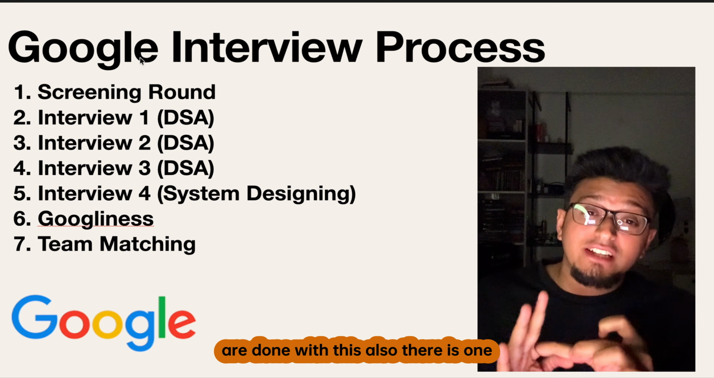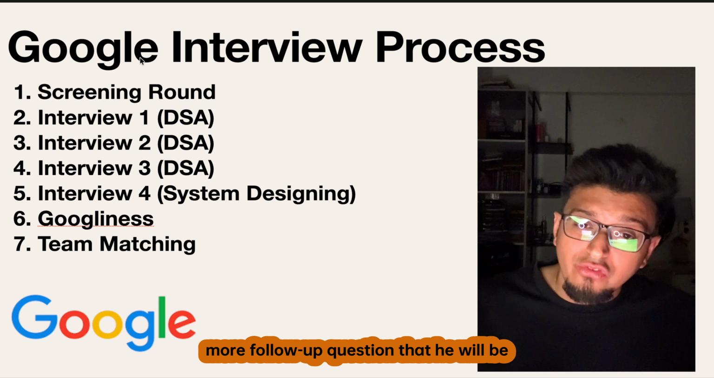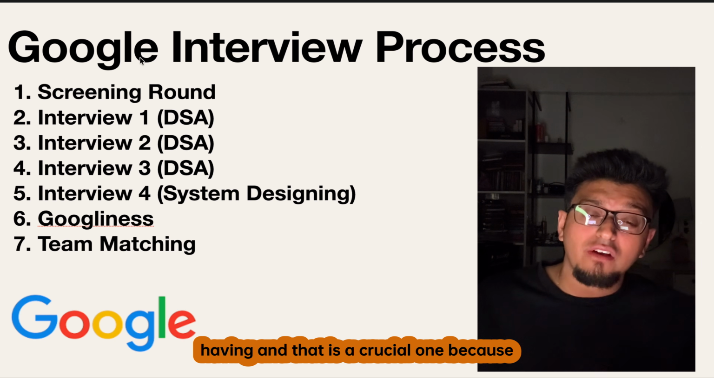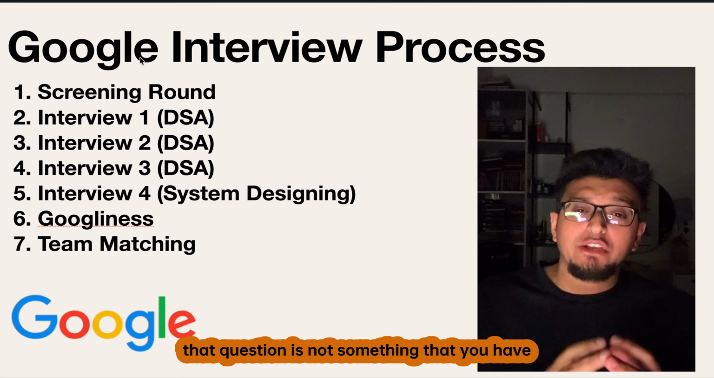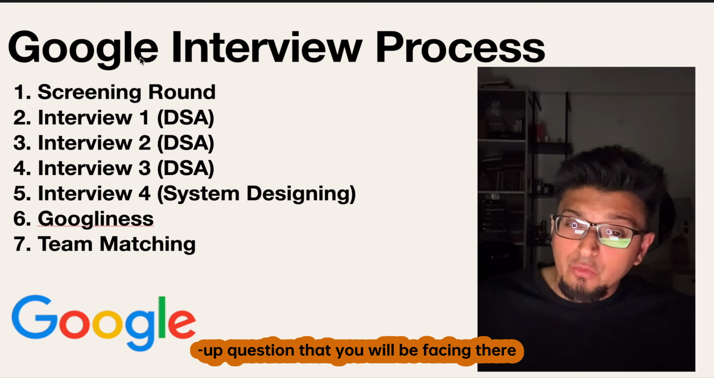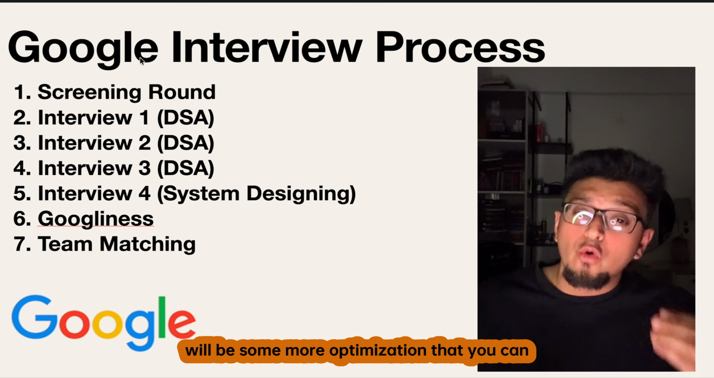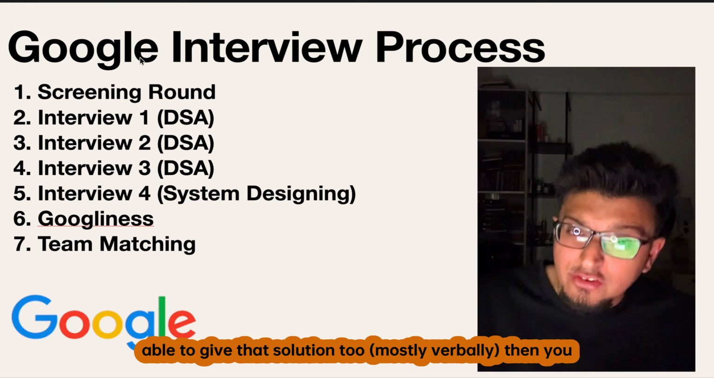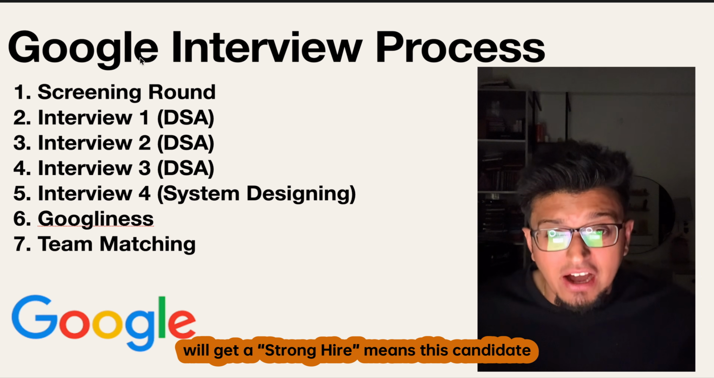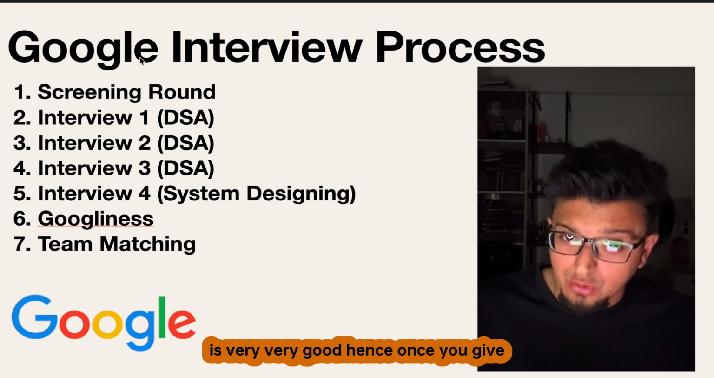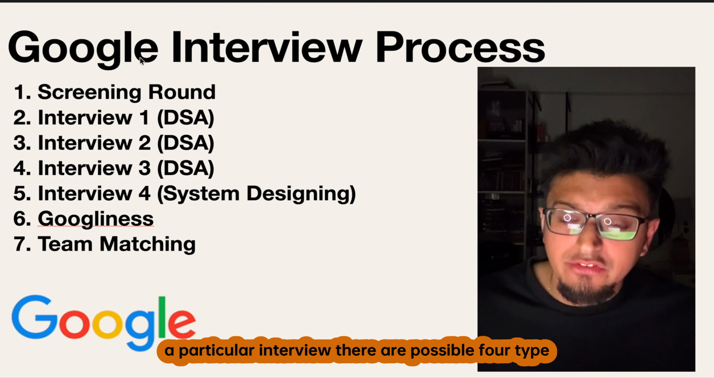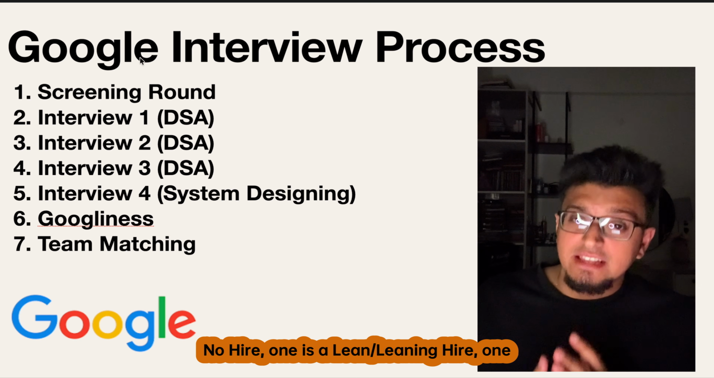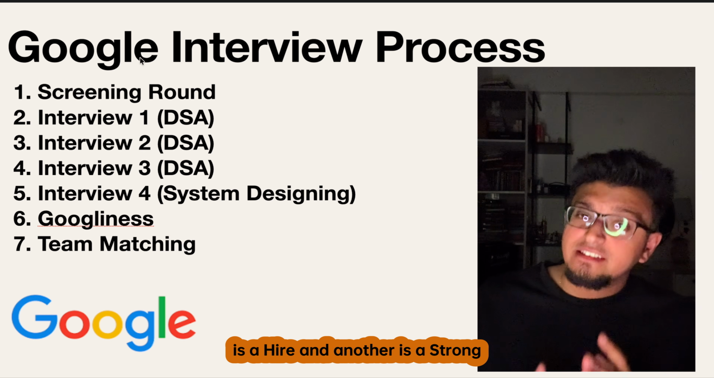And once you are done with this also, there is one more follow-up question that he will be having, and that is a crucial one because that question is not something where you have to write the code. The next follow-up question that you will be facing is about some more optimization that you can do with that solution, and if you are able to give that solution too, then you will get a strong hire. Means this candidate is very good. Hence, once you give a particular interview, there are four possible ratings you can get. One is a no hire, one is a lean hire, one is a hire, and another is a strong hire.